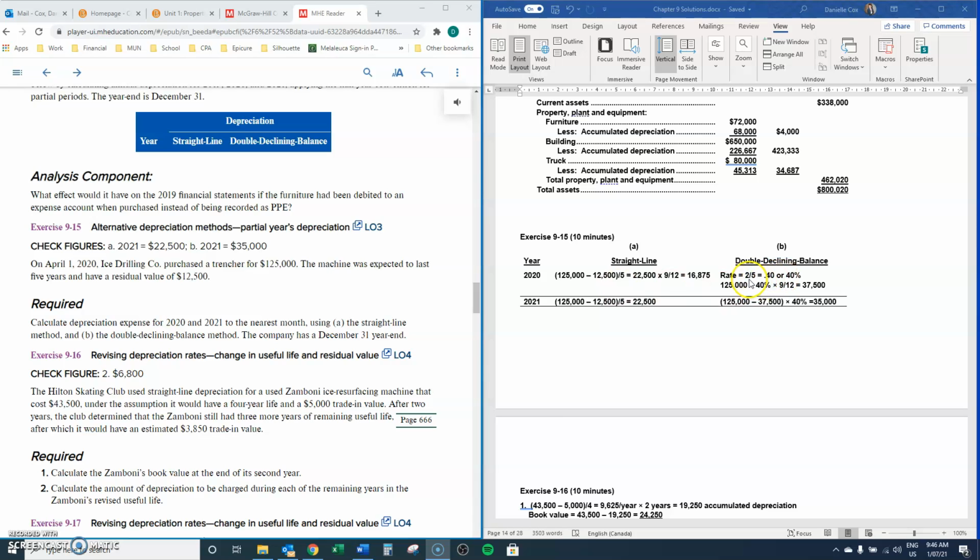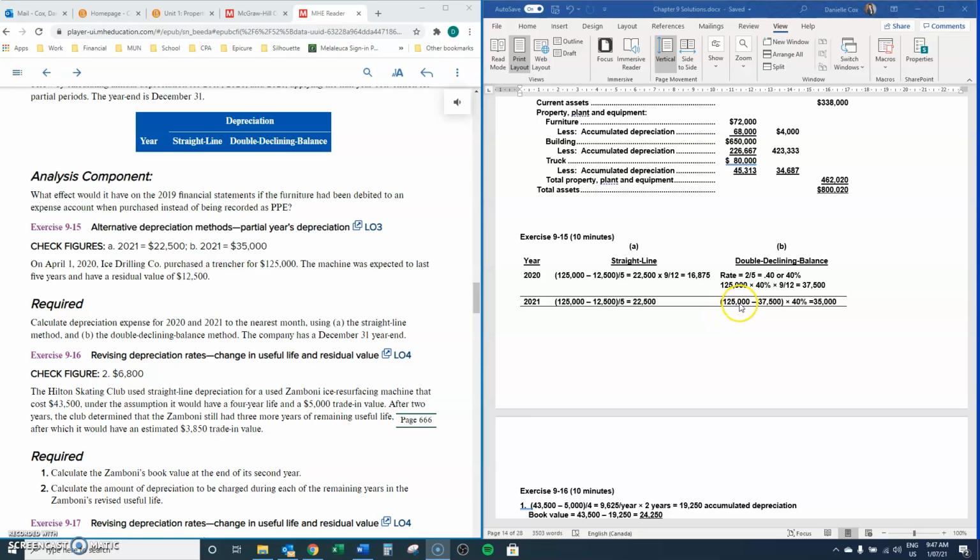Double declining balance, again, you start off the same, so it's 2 divided by the useful life, so it's 2 divided by 5 because it was 5 years, which gives us a rate of 40%. So then we just take the cost of $125,000 times the 40%. That gives us the amount that we would normally take for a full year, but then we multiply it by the portion of the year that we owned the machine, which was 9 out of the 12 months, and that gives us $37,500.